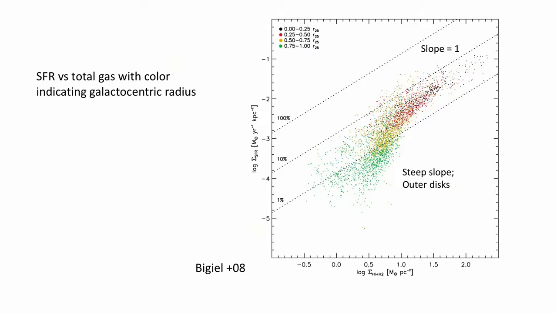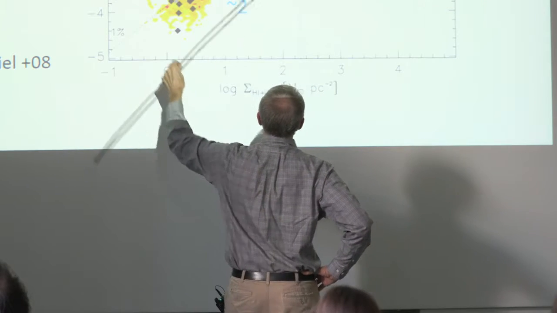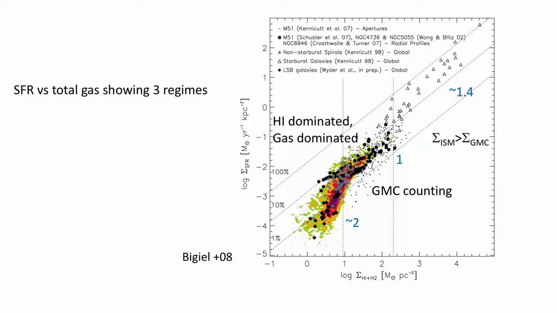So there are two regimes, a steep slope, and these are the outer disks. The color is radius, 0.75 to 1, R25 is all down here. So the outer parts of galaxies are steeper. And putting in the composite, this is just the Kennicutt inner disks, recovering that 1.4, main disks, slope 1, outer parts, slope 2. So why all this structure?